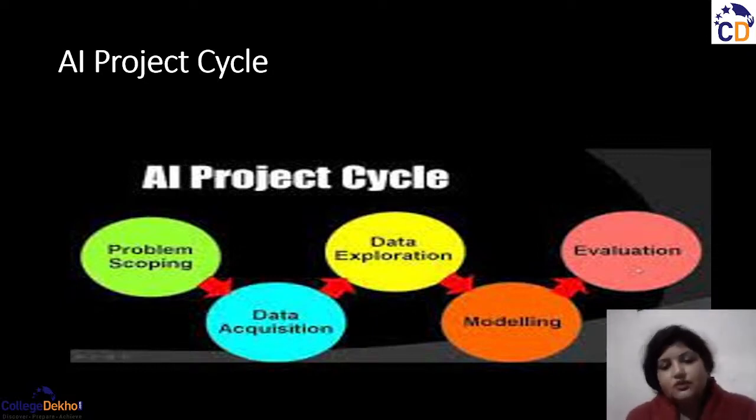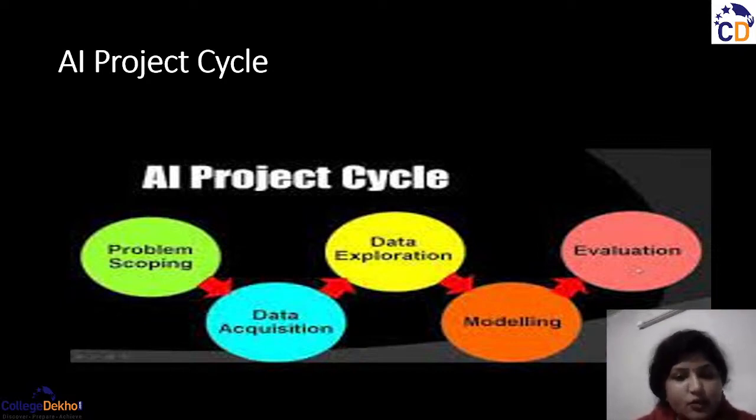We cannot say that you can do this in parallel, but you cannot say before problem scoping I am going to collect the data. You may say that during problem scoping at the same time we are collecting the data because we know the problem. This could be possible, but you cannot leave any step or directly jump into the third step. No. So these are the mandatory steps to be followed while applying the AI project cycle to any project.